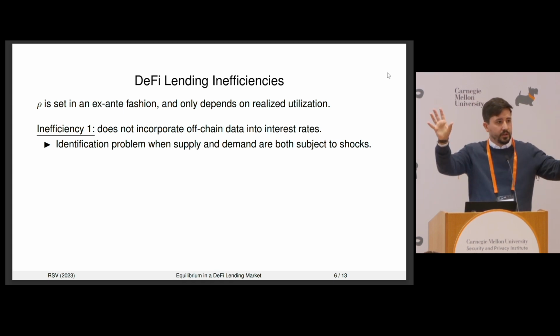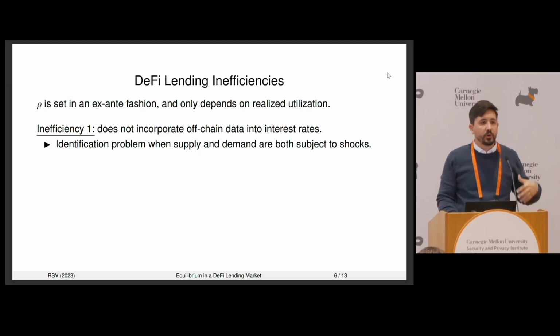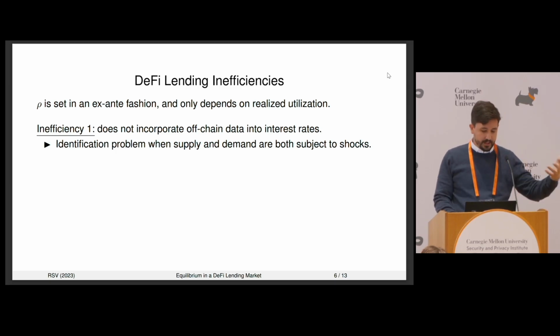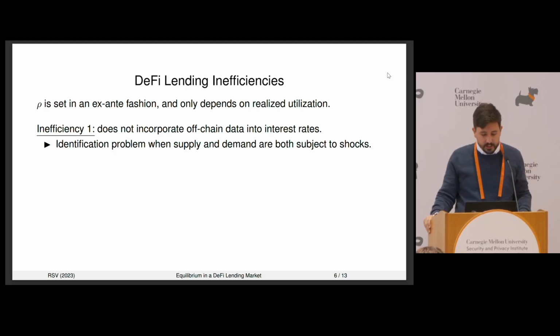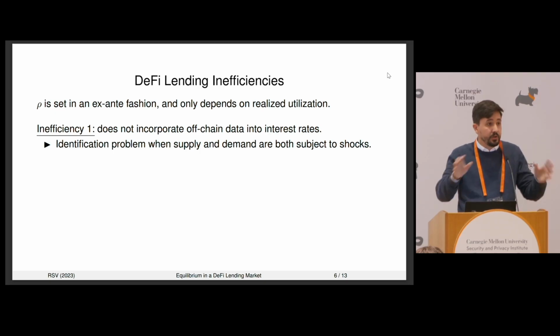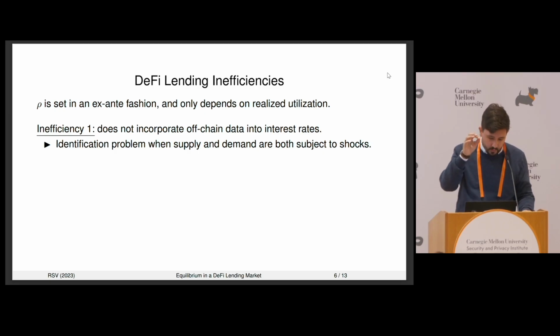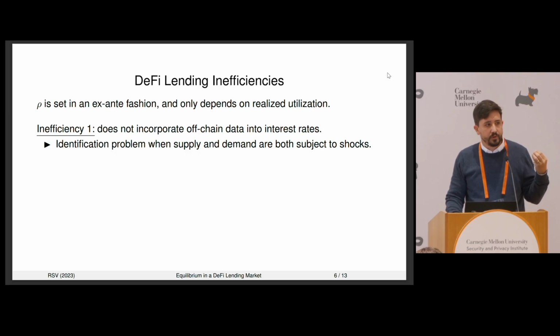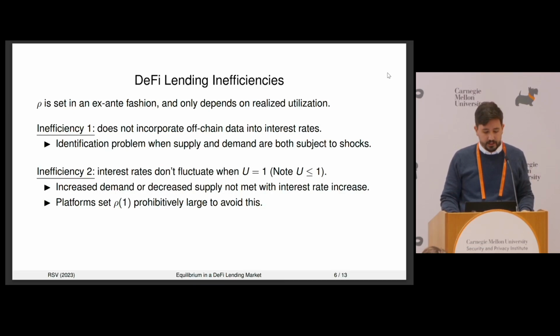Okay, so before I get into the model, I just want to talk about, if you just set an arbitrary interest rate function, what are the key inefficiencies that you would expect from the DeFi lending platform and the way that these interest rates are set. So the first one, as I discussed, is that the interest rate setting mechanism doesn't incorporate any information other than the utilization rate, the basic active borrowing and lending on the platform. And more importantly, when both supply and demand for these funds are subject to shocks over time, the smart contract platform will not be able to learn the state of the credit market from observed borrowing and lending decisions.